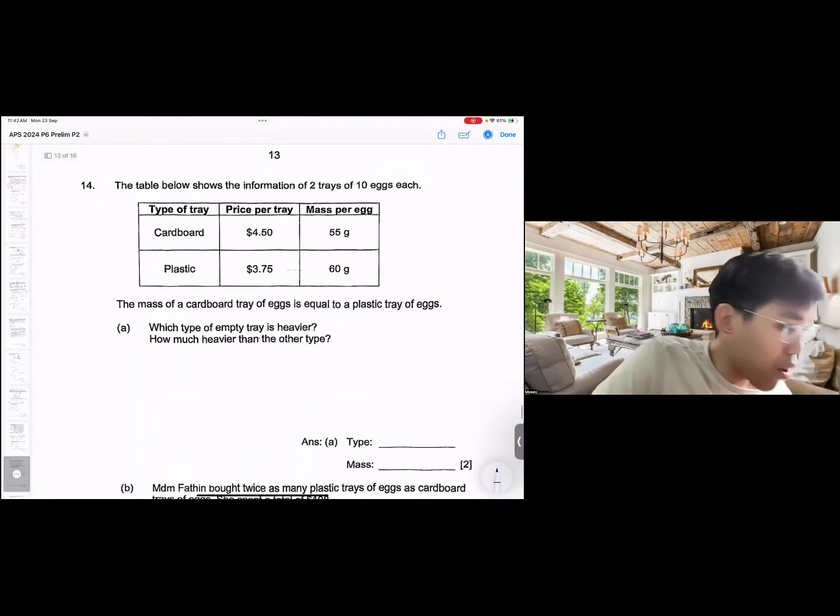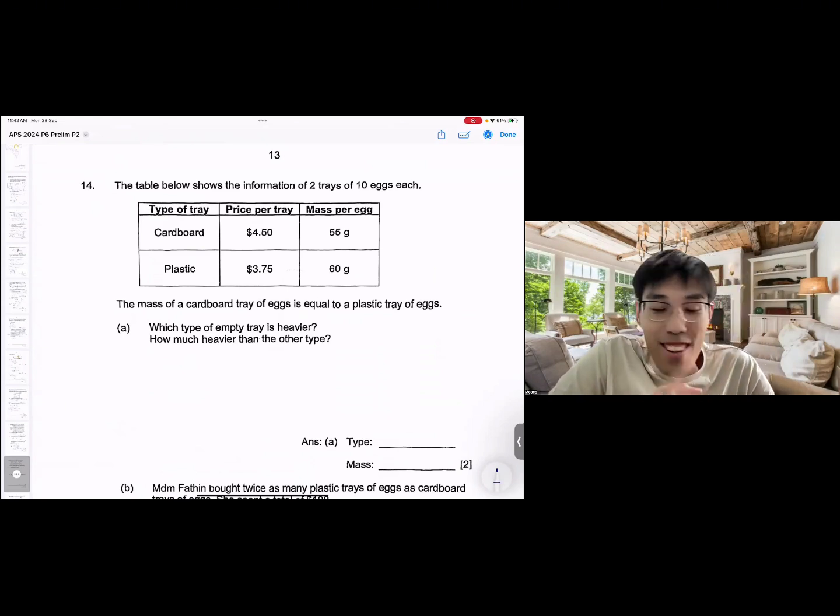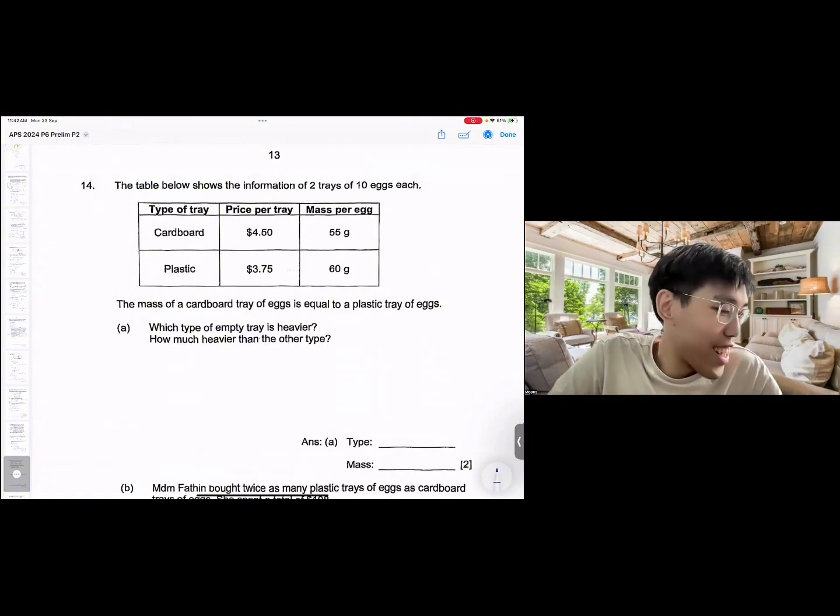Let's move on. Question 14. It shows 2 trays of 10 eggs each. This one is also another one. When I first explained to my student, it was quite hilarious.